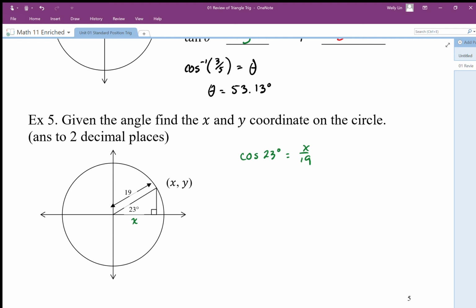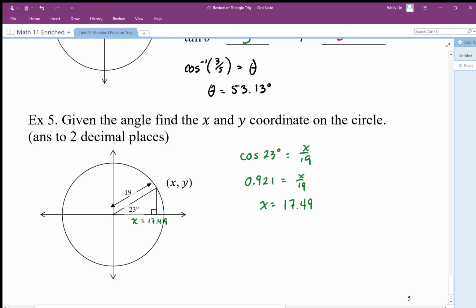Okay, so if I want to find out the cosine of 23 degrees, I'm going to do 23 cosine, which is going to give me 0.921 is equal to x over 19. I can solve for x by multiplying that by 19. So I end up with the x length is 17.49. Okay, so that's going to be 17.49, and that's about right given 23 degrees.